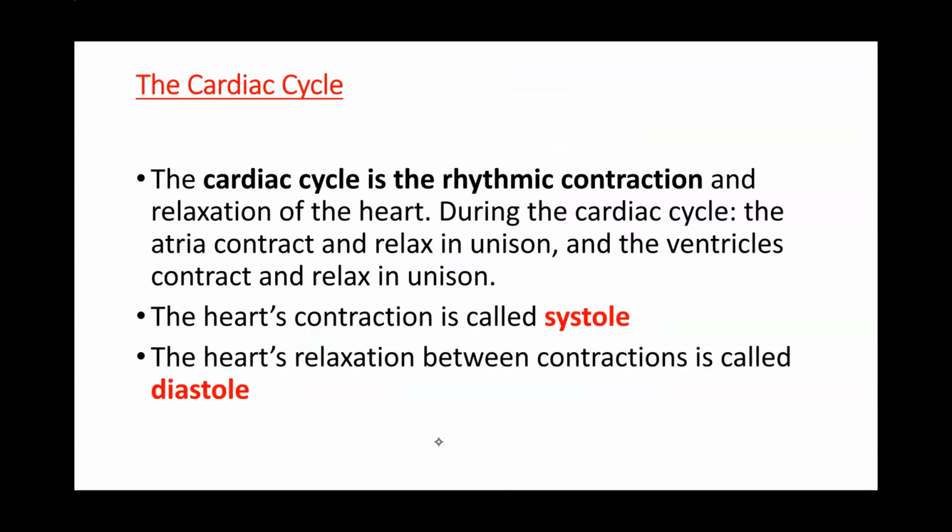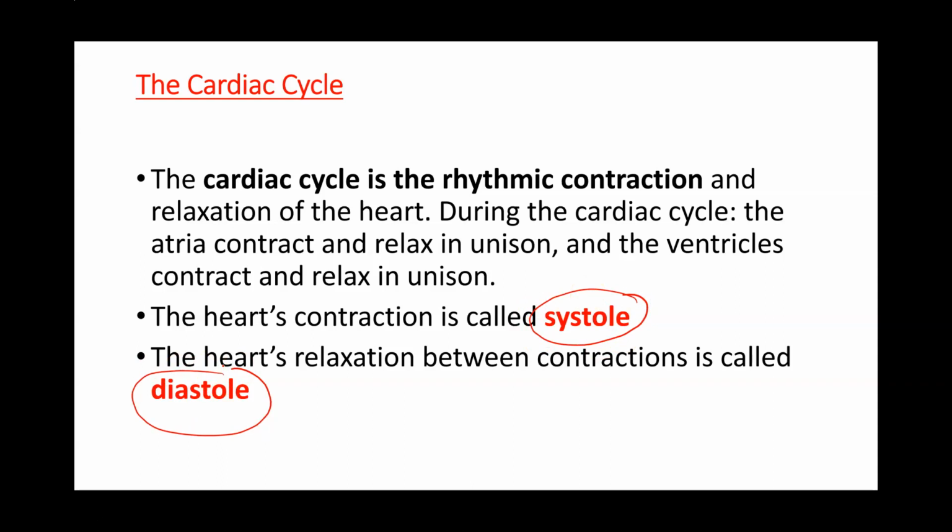Okay, so this rhythmic contraction and relaxation of the heart, and again, the two atria will contract, then they relax, then the ventricles contract, then everybody relaxes, and then the whole cycle begins again. This is called the cardiac cycle. When the heart contracts, we're going to call it systole. Relaxation is going to be called diastole.